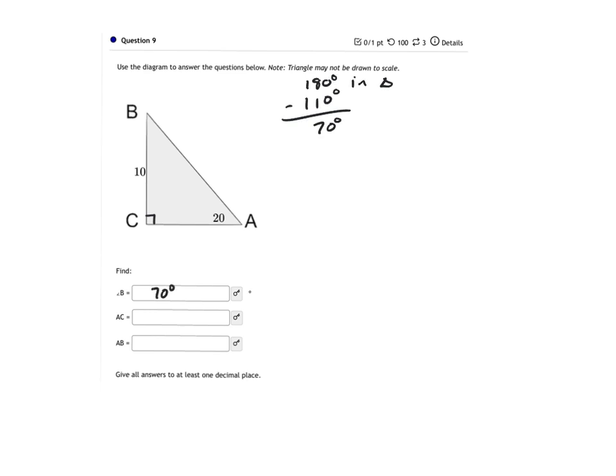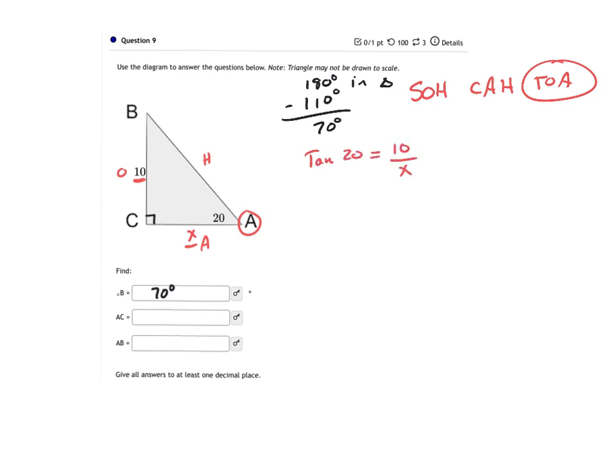Now, the next thing it's asking for is AC. So I'm going to call that X. Well, if I label from angle A, which I'm given, my sides, this is the opposite, this is the hypotenuse, and this is the adjacent. So if I want to find X, that's the adjacent side, I'm given the opposite side. When I look at SOHCAHTOA, opposite and adjacent is tangent. So I'm going to have the tangent of 20 degrees is equal to the opposite side over the adjacent.